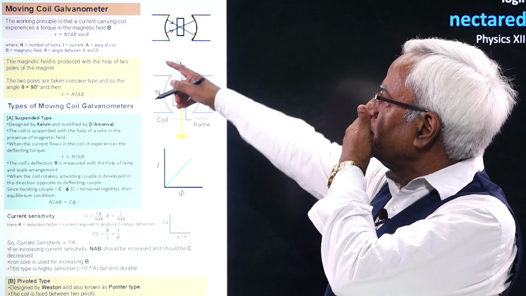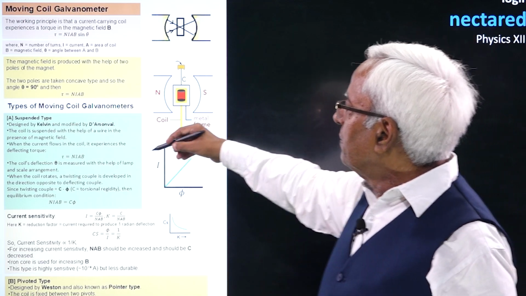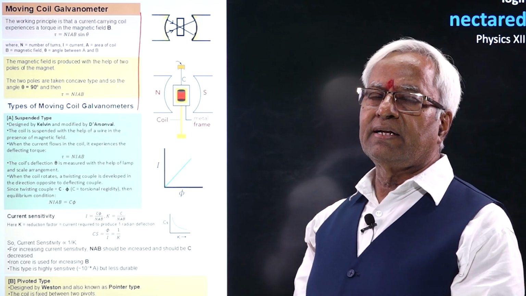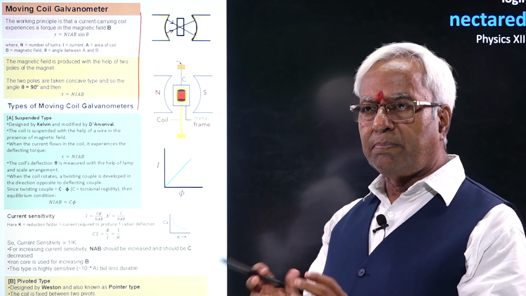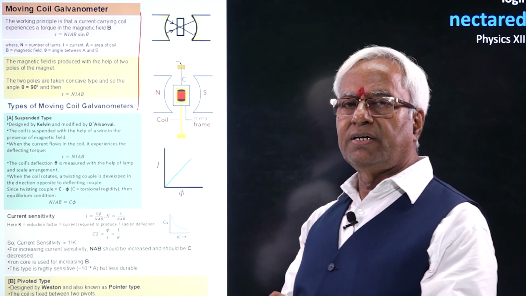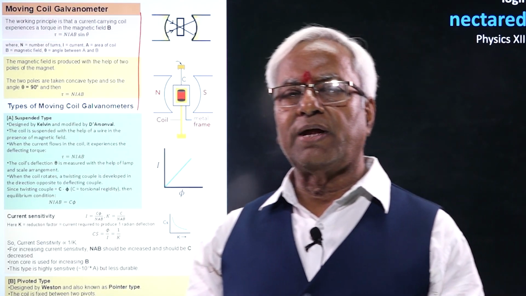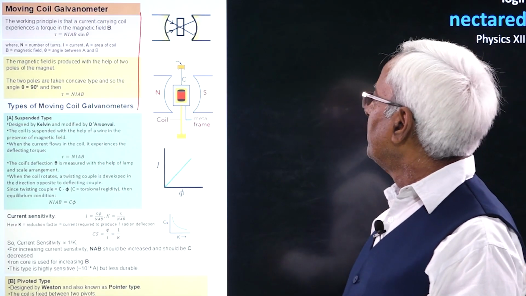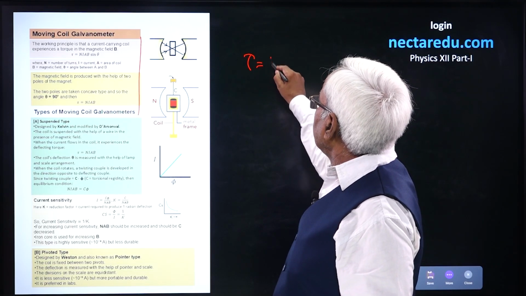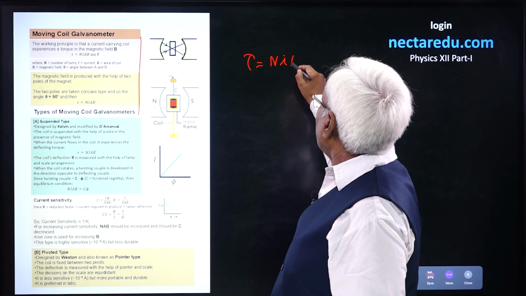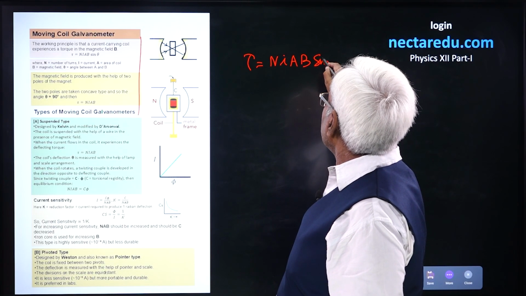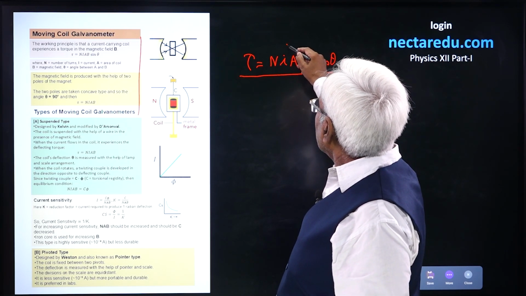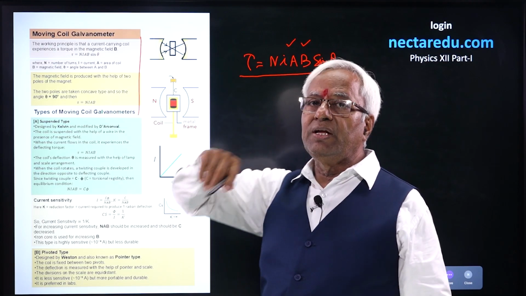We are first focusing on this suspended type galvanometer, but before that, the basic principle for both is a current carrying coil in a magnetic field will experience a couple, and because of that it will get rotated. By studying that rotation, we could have the idea of current flowing through it. This is the basic principle of galvanometer. You see, the couple on the current carrying coil is given by this relation: NIAB sine theta. Theta is the angle between the area vector and magnetic field vector.